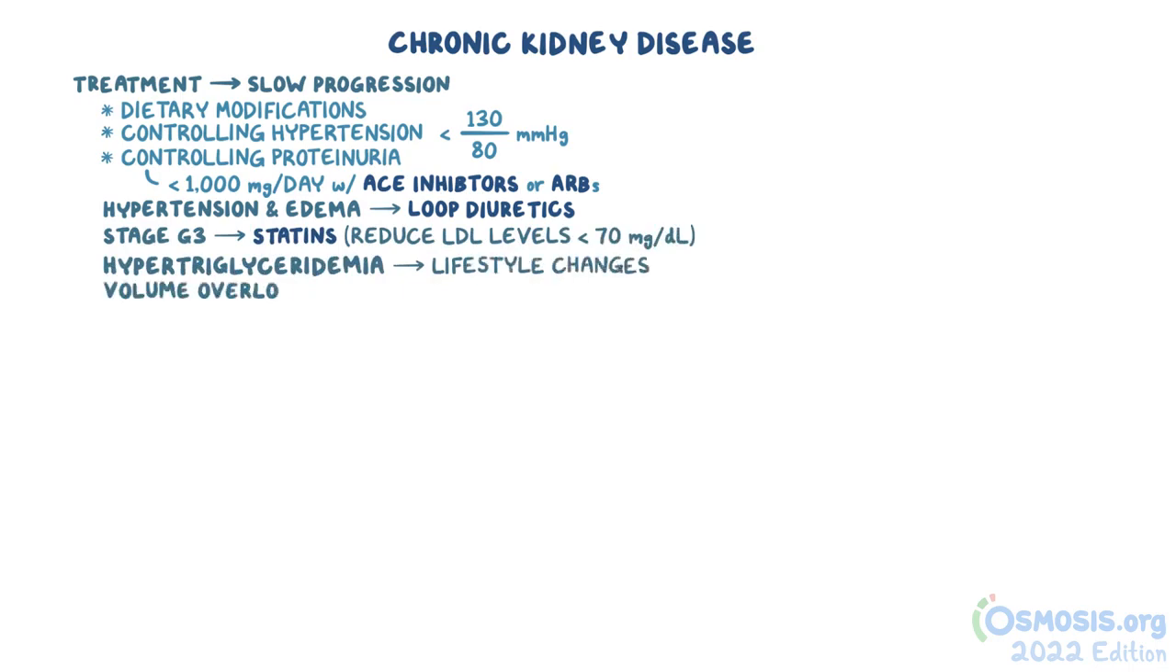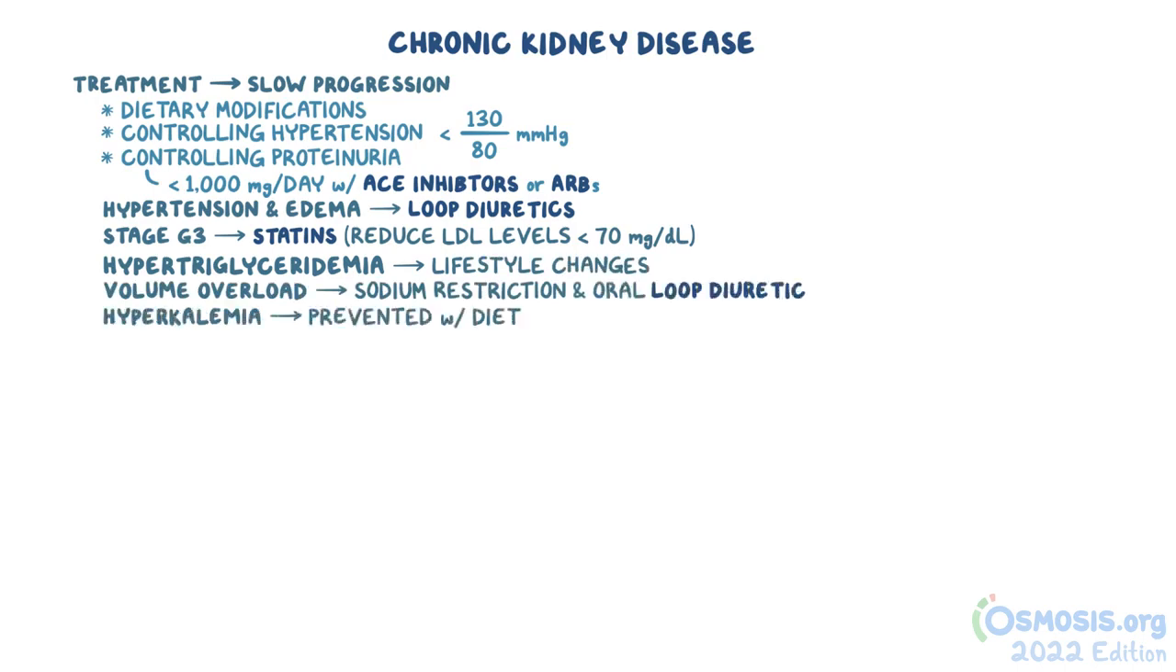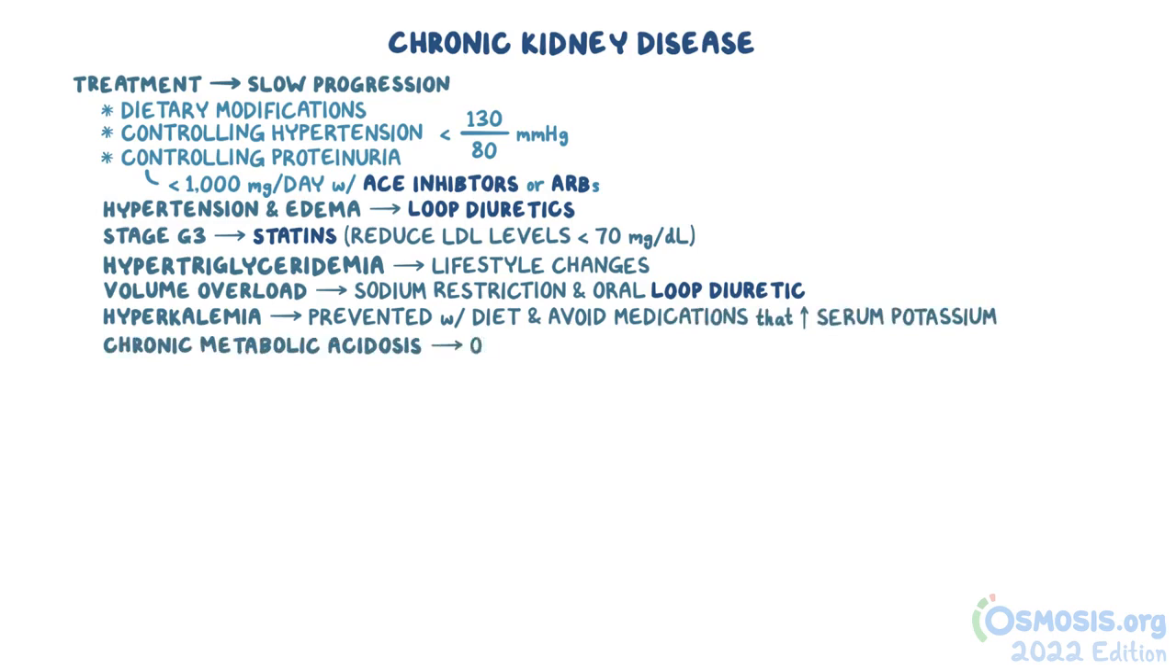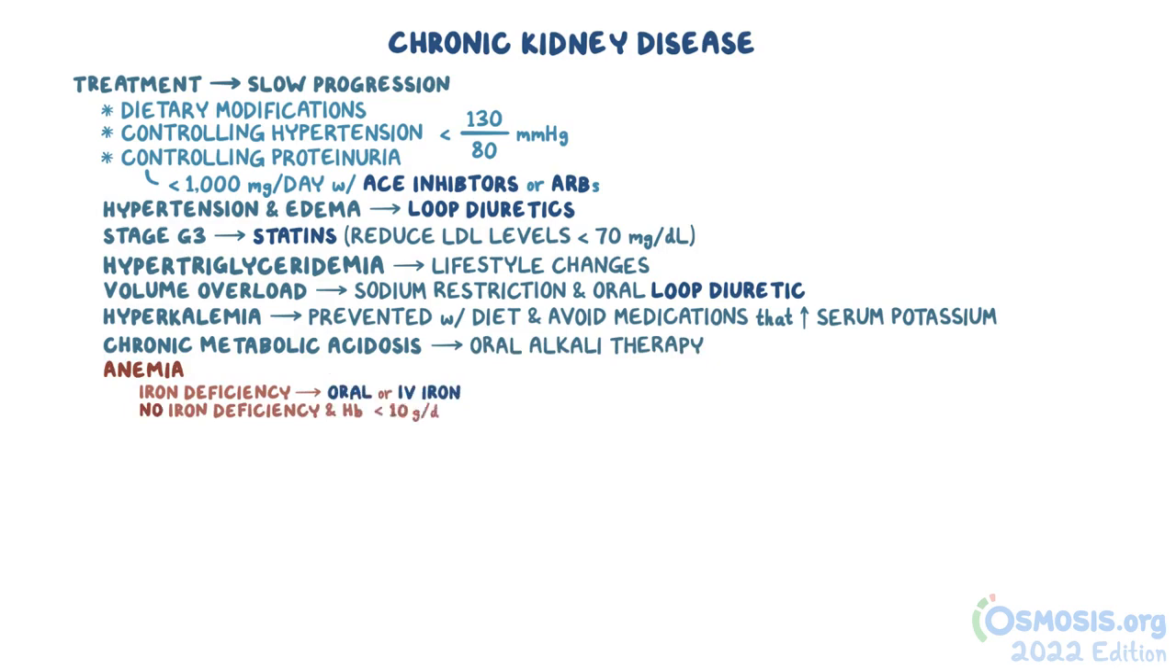Treatment of volume overload is done with sodium restriction and an oral loop diuretic. Hyperkalemia can be prevented through diet and avoiding medications that increase serum potassium. Chronic metabolic acidosis is treated with oral alkali therapy. With anemia, if there's also iron deficiency, then oral or IV iron is given. If there's no iron deficiency and hemoglobin levels are under 10 grams per deciliter, then subcutaneous erythropoiesis-stimulating agents are given.